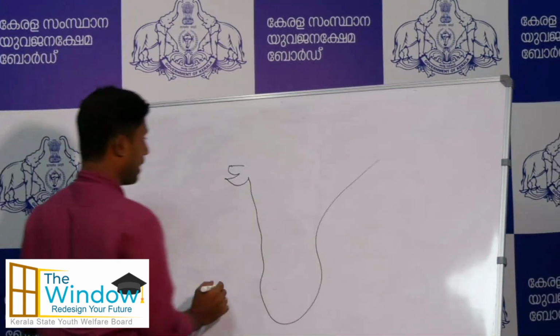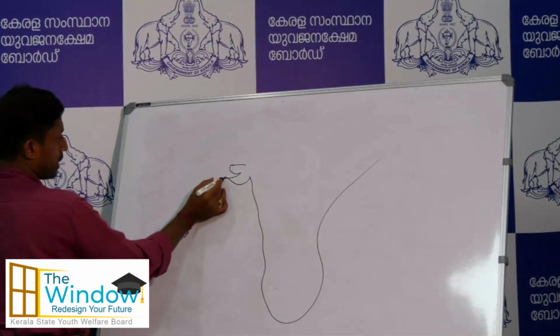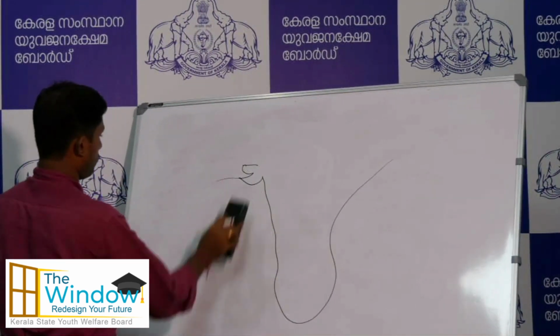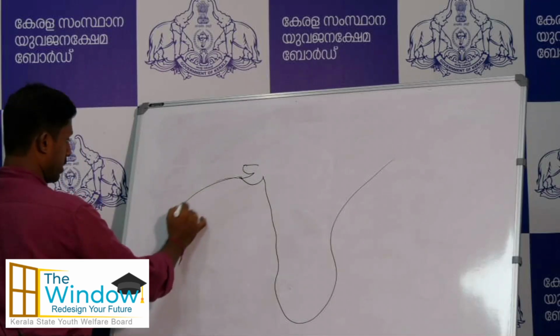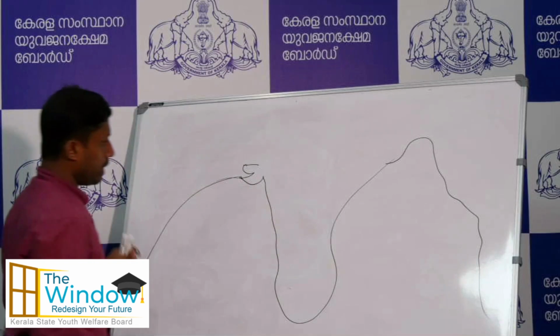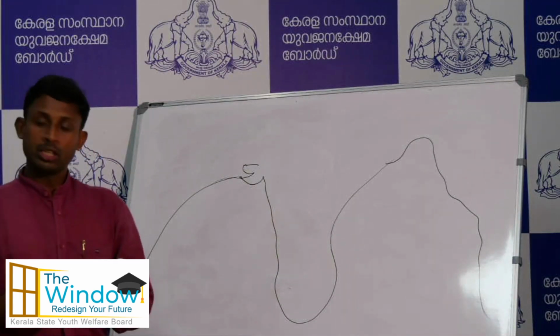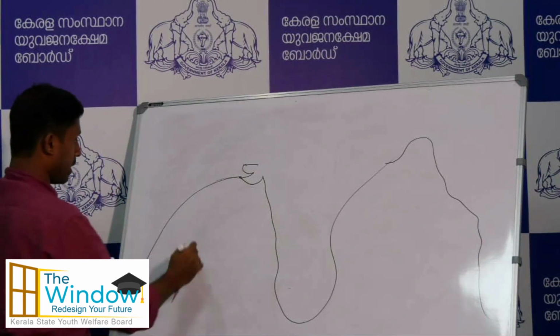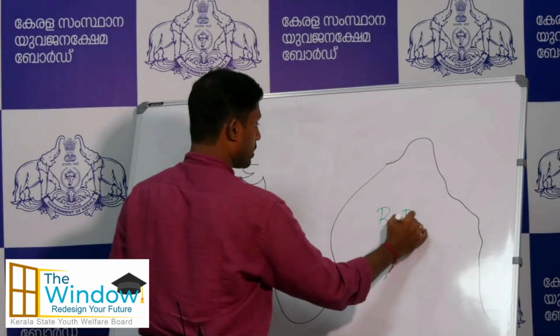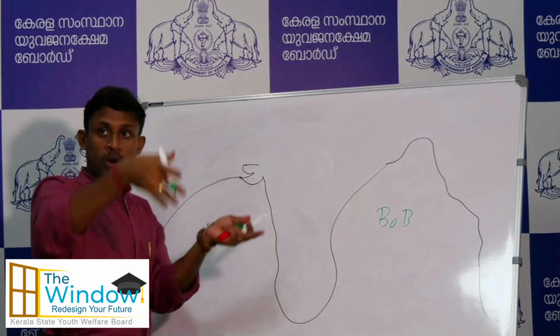This is my Indian landmass, the southern peninsula. This side I have my Arabian Sea, and this side I have my Bay of Bengal. Now when I compare the two water bodies, the Arabian Sea versus the Bay of Bengal, you will see the Bay of Bengal is slightly smaller than the Arabian Sea.